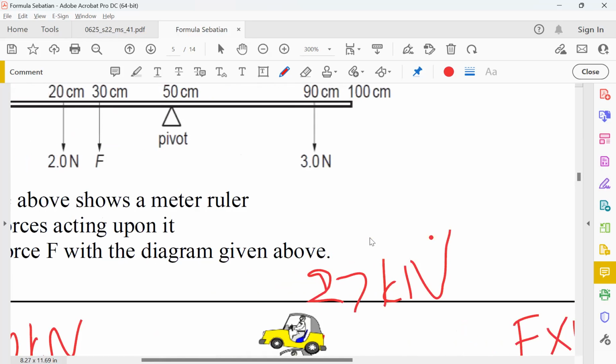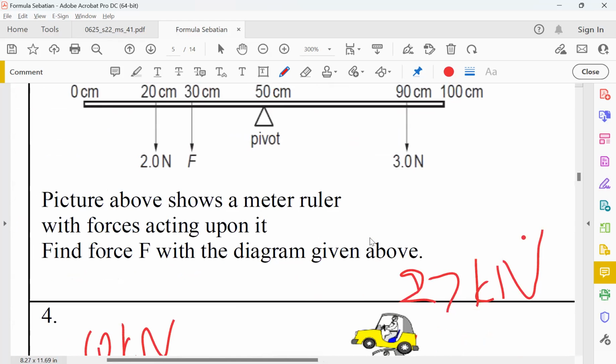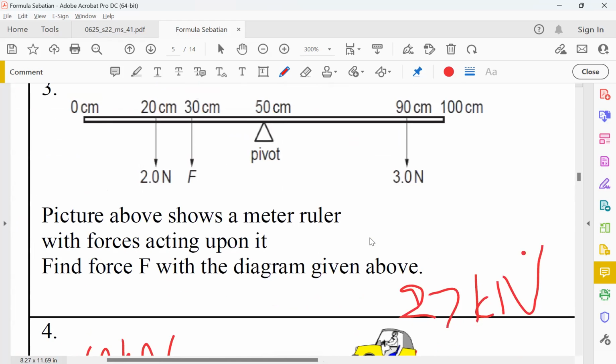Okay, but anyways, moving back here. This is my favorite question of them all. If you look at the question here, it says that the picture above shows a meter ruler and a force acting upon it. Find the F from the diagram given above. We are supposed to look for this here.